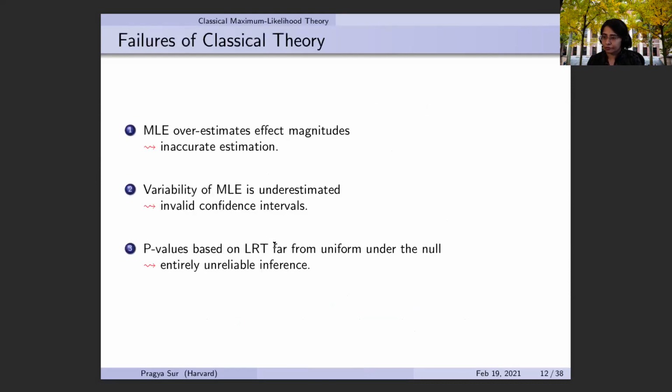So I have effectively by now shown you 3 phenomena. At the beginning, we saw that the MLE overestimates the effect magnitudes, and that leads to inaccurate estimation if you use classical theory out of the box. Its variability is underestimated by classical formulae. And then we also saw that these p-values based on the LRT are far from uniform under the null.